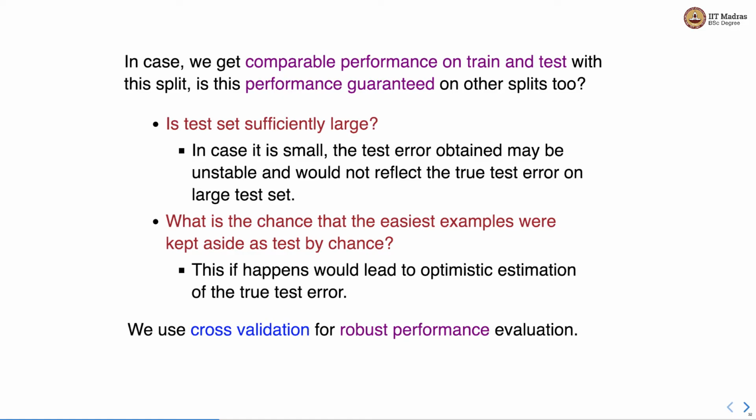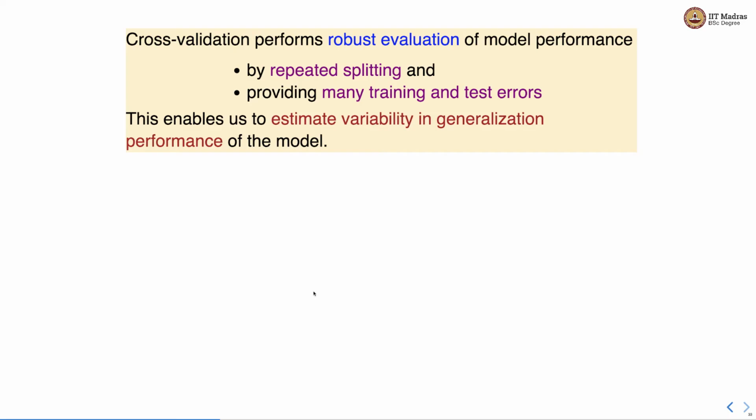We have studied cross-validation in detail in the machine learning techniques class, and here we'll use it. Cross-validation creates multiple training and test sets, and evaluates the performance on different test sets. That way we use different test splits, and hopefully we get a robust performance evaluation. So cross-validation performs robust evaluation of model performance by repeated splitting and providing many training and test errors. This enables us to estimate the variability in generalization performance of the model.